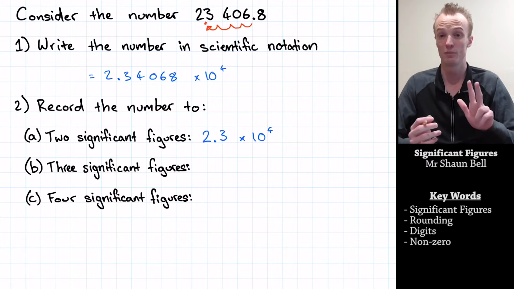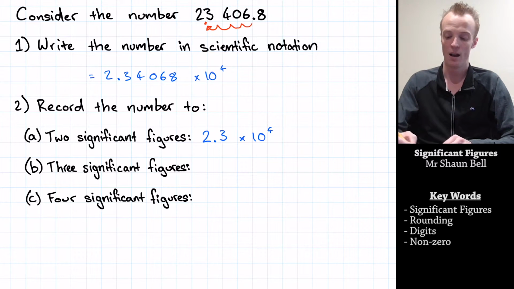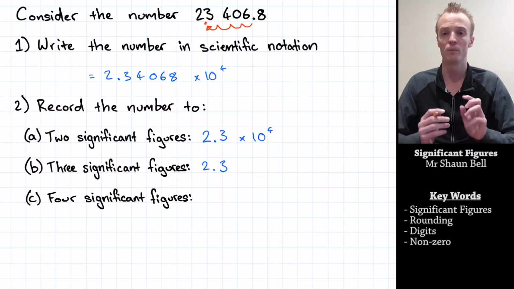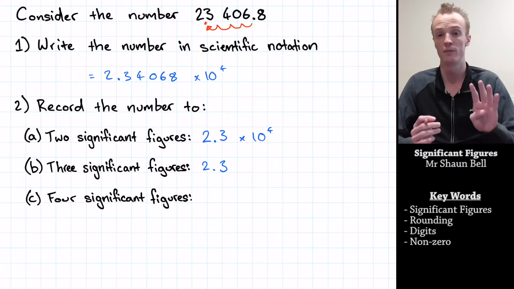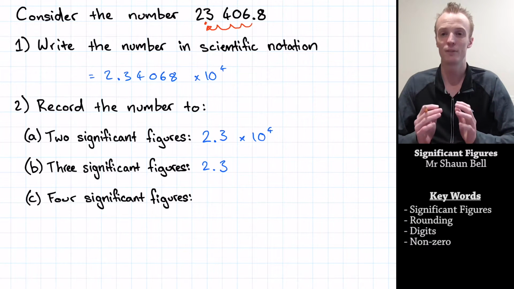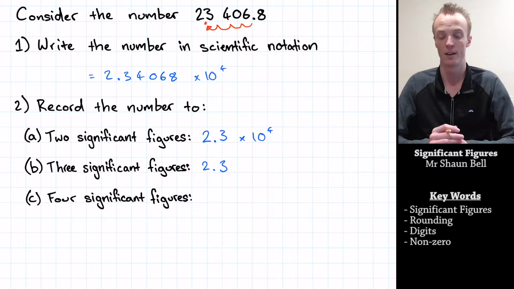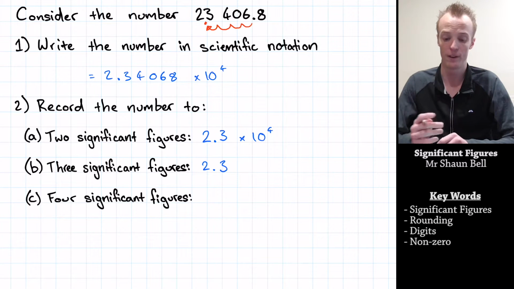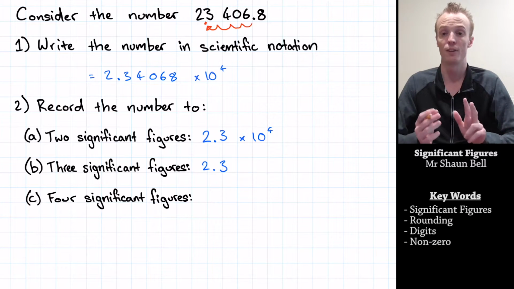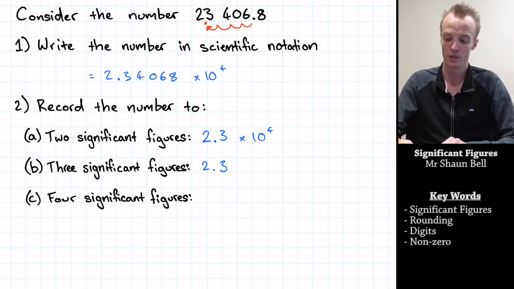When I record to 3 significant figures, I record my first significant figure down of 2, my second significant figure of 3, and then I look at my third significant figure, which is a 4. And this time I have to round that third significant figure. So I look at the fourth significant figure, which is a 0, so the third will remain the same. So it's 2.34 times 10 to the power of 4.